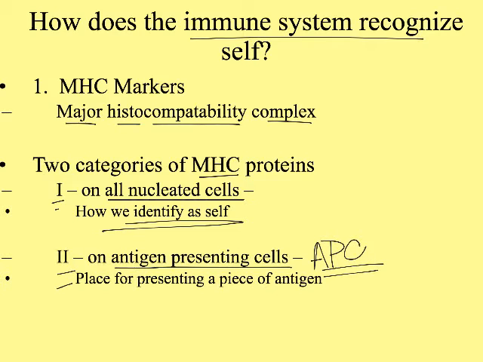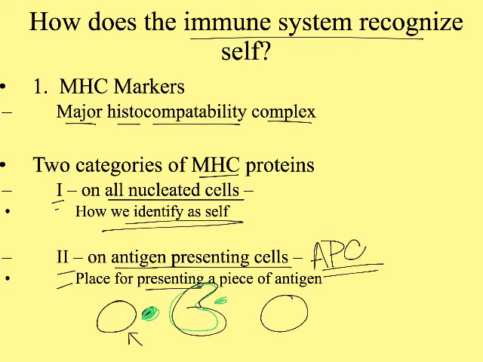So antigen presenting cells actually will present a piece of the antigen so that the rest of the body knows that you killed it. Okay, so say a white blood cell comes in and kills strep. Let's make it green. It comes in and engulfs strep.